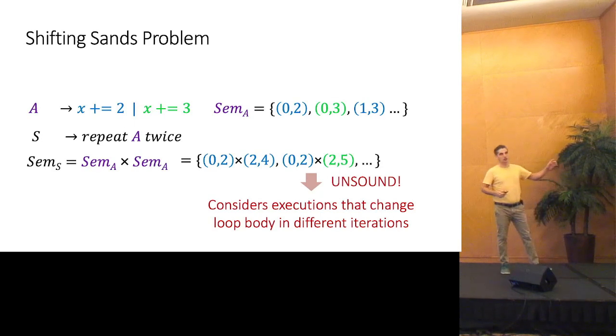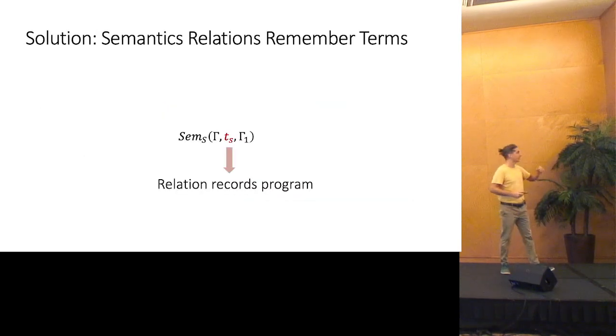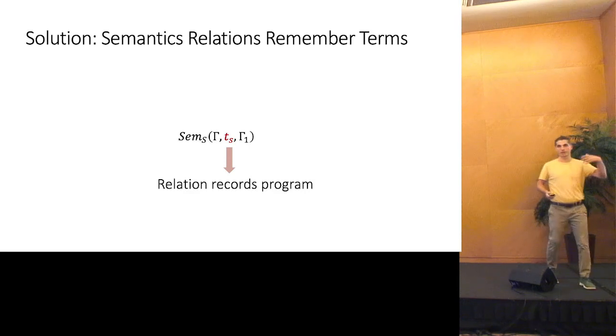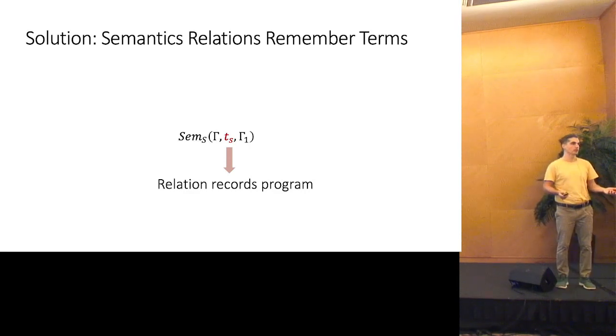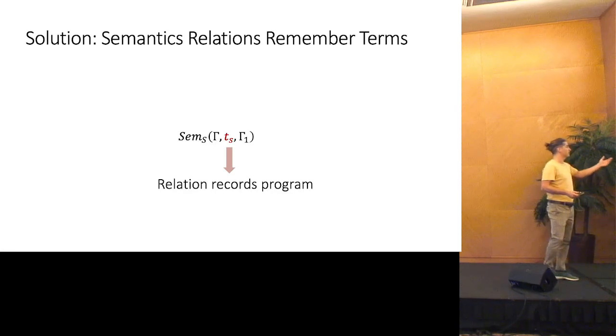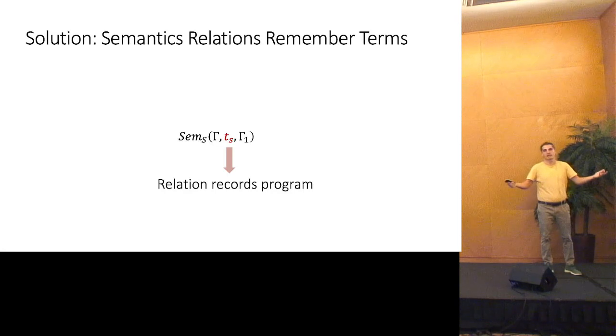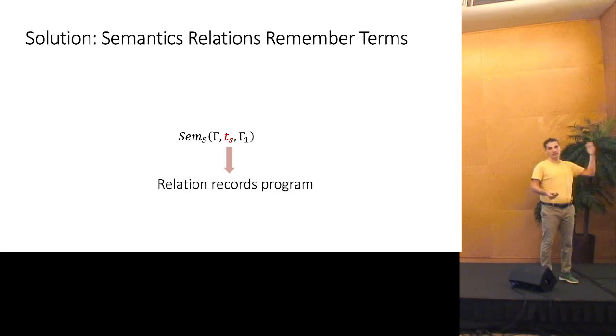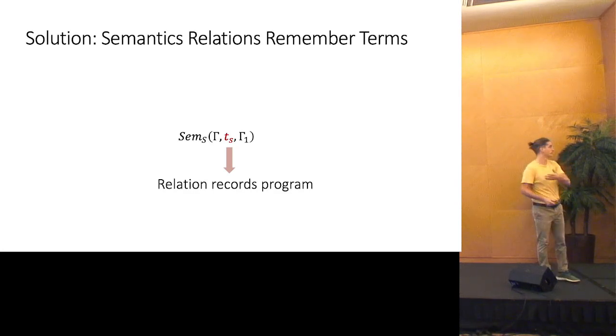And the solution in this particular paper was that, instead of having the relation just talking about inputs and outputs, we needed the relations to remember what program you were actually running. So in this case, we are not building just a relation that says this input can lead to this output, but really we are effectively building a full program semantics of the form: the input gamma, when fed to the program TS, produces gamma 1. And now, how do we define this relation?